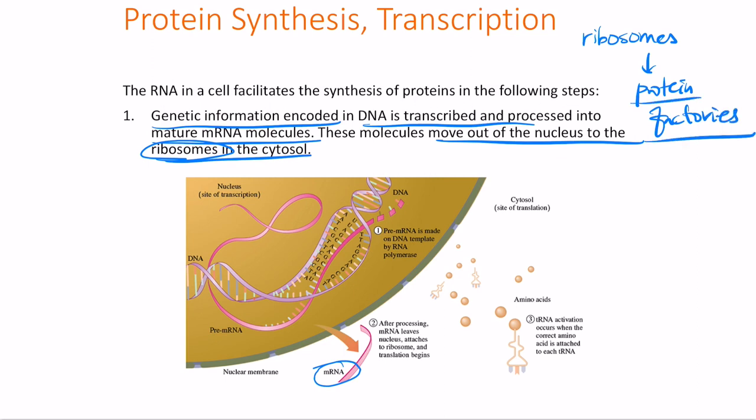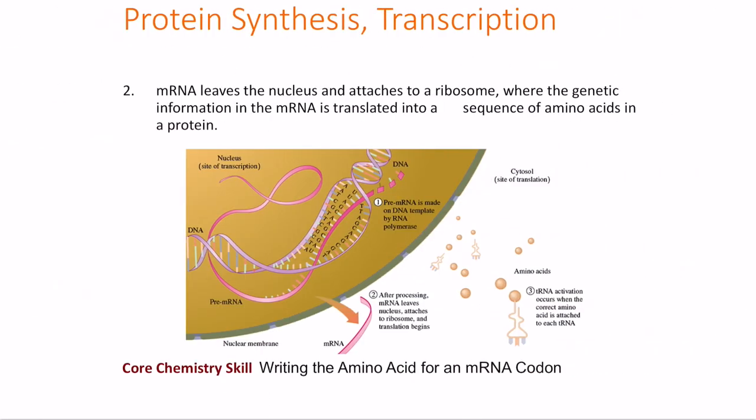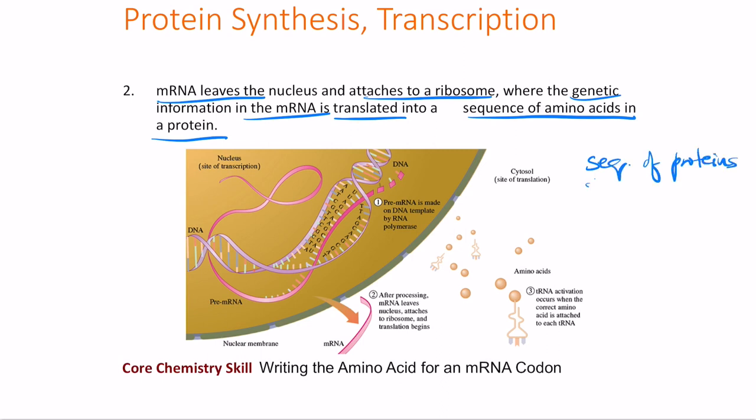These are the structures that involve the formation of the protein structure itself. So in the second process, the mRNA will leave the nucleus and attach to a ribosome. The ribosome will read the genetic information in the mRNA and translate it to create a sequence of amino acids into a protein. So the ribosome here is going to convert the mRNA's message into a sequence of amino acids. We call it the primary structure.